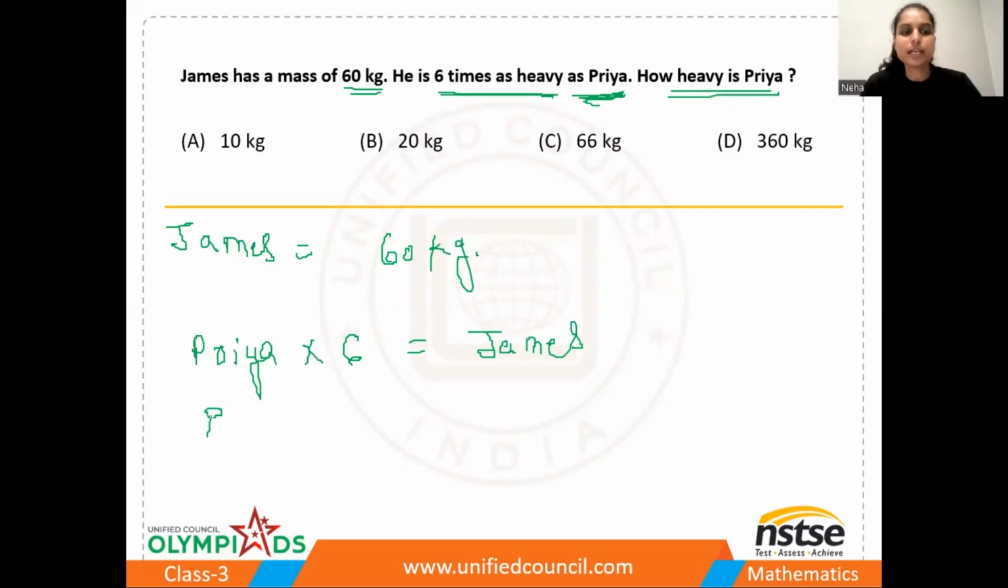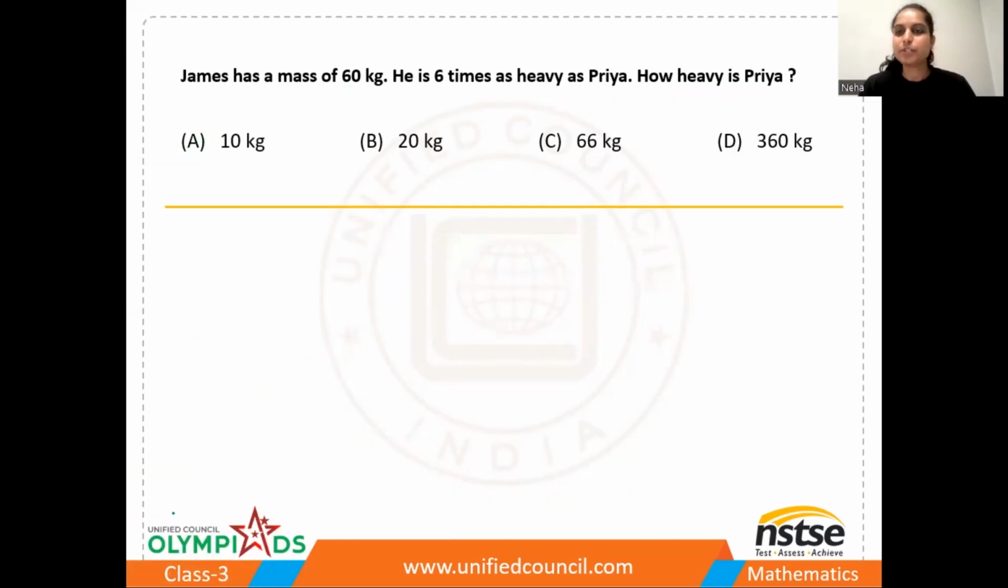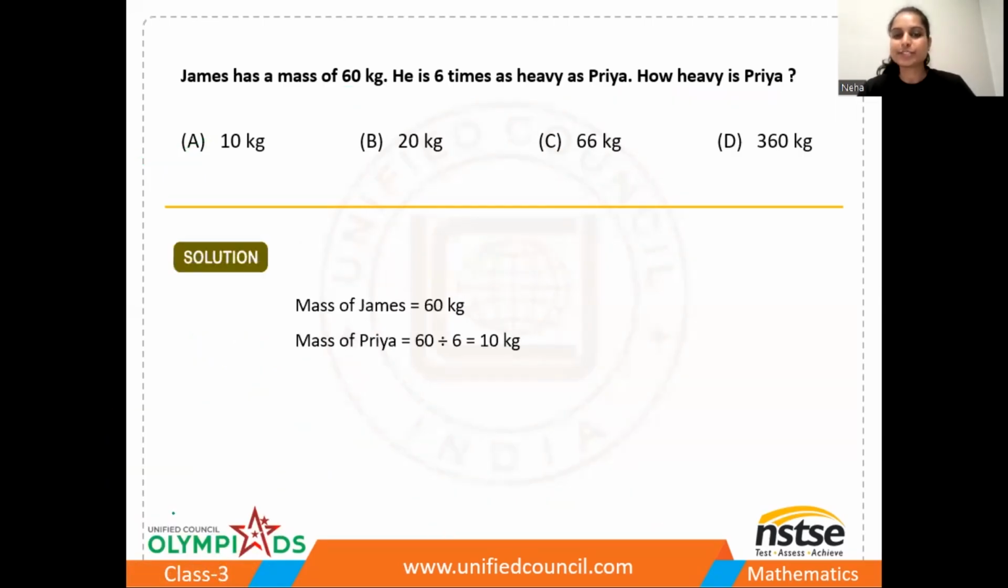Priya, in short, I am writing only P. So P into 6 is equal to the weight of James, which is 60. That means P is equal to 60 by 6, that means 10 kg. So yes, 10 kg. That means option A is your right answer. Perfect. Now let me show you the detailed solution for this question. This is also done.